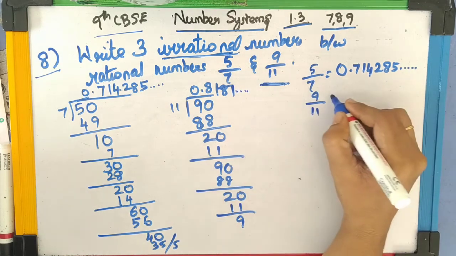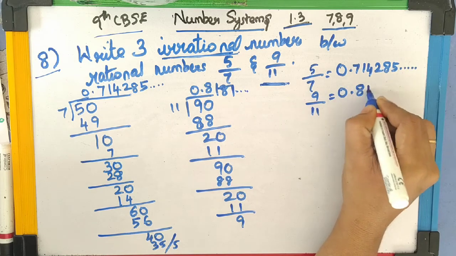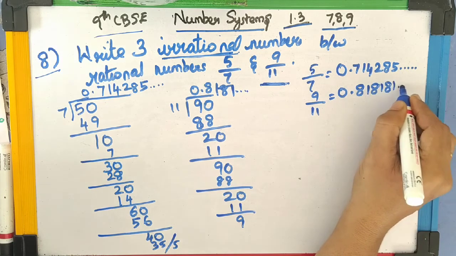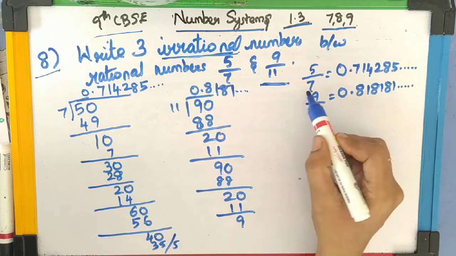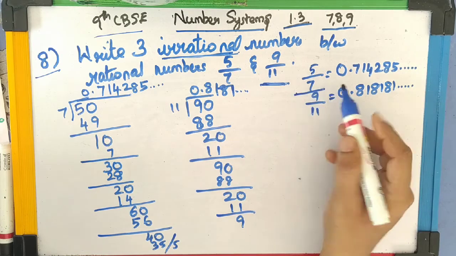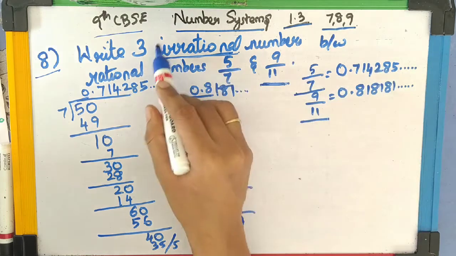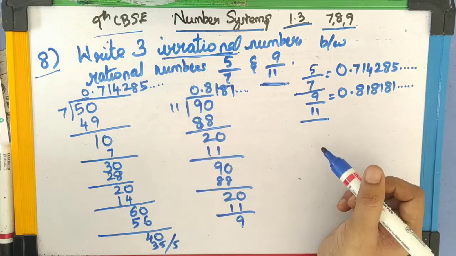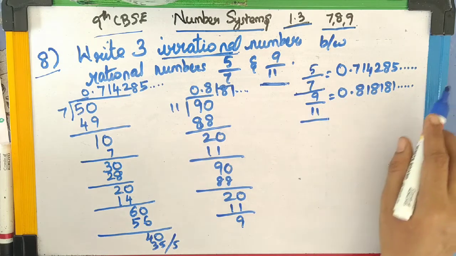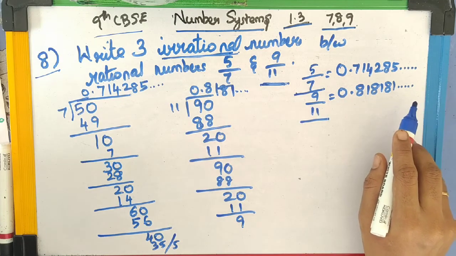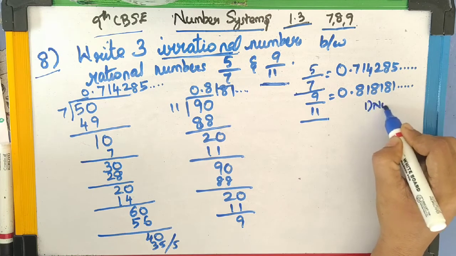So the value of 9 by 11 is 0.818181 and it goes on. Now we have found the value of 5 by 7 and 9 by 11, that is two rational numbers. So we have to write three irrational numbers, that is non-repeating, non-terminating numbers.